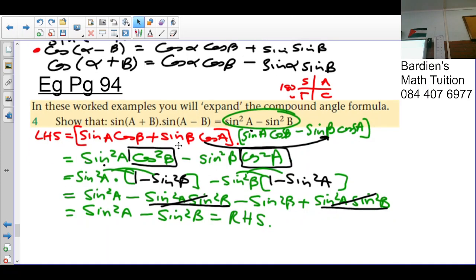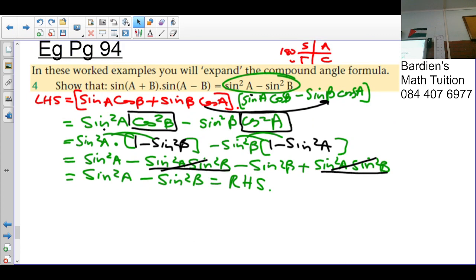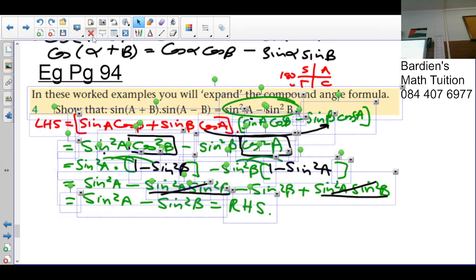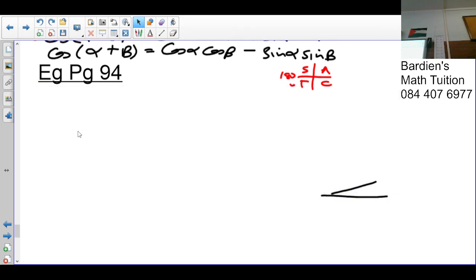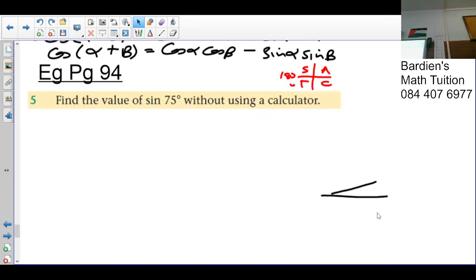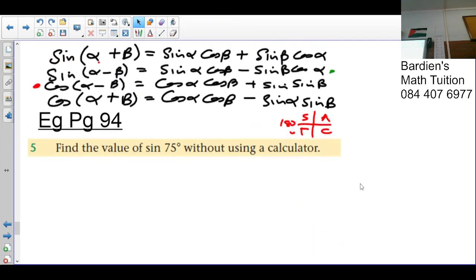Just get the last question here. And this is what the NBT would normally look like. They would give you something like this, like the sum. Remember again, it's without the use of a calculator. Okay. So they have to ask you with regards to special angles. Okay. Number 5, they ask you to find the value of sine of 75 without using a calculator.